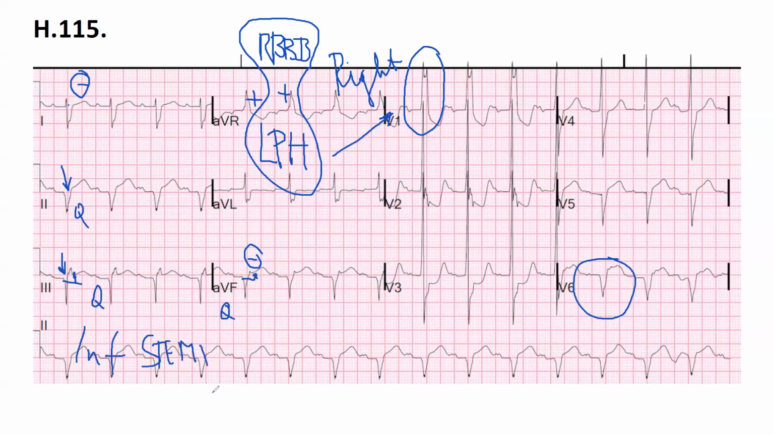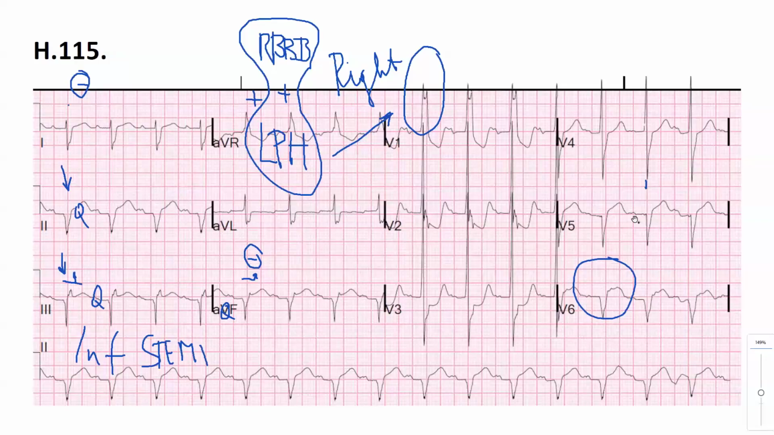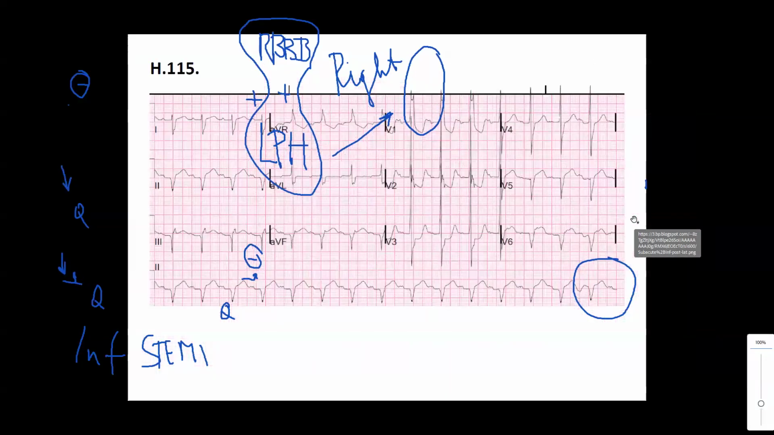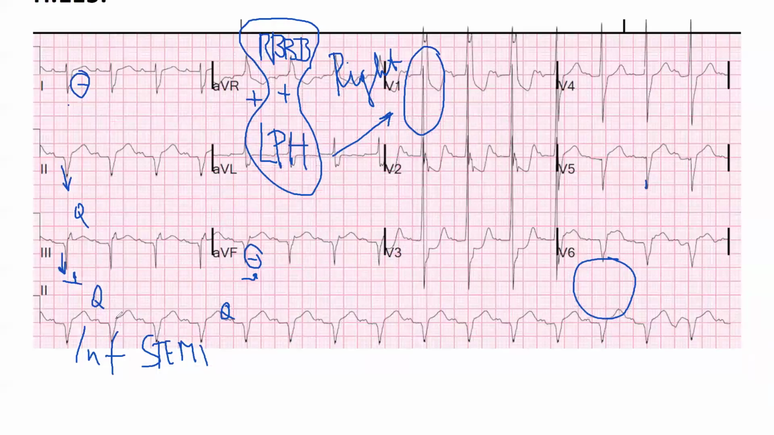Now, no other, yeah, we do have a pathological Q wave in V6. In V5, we do see an initial R. Maybe I show you, that's the initial R, this is the initial R. So it means that we do have an inferior MI, all right, fine.